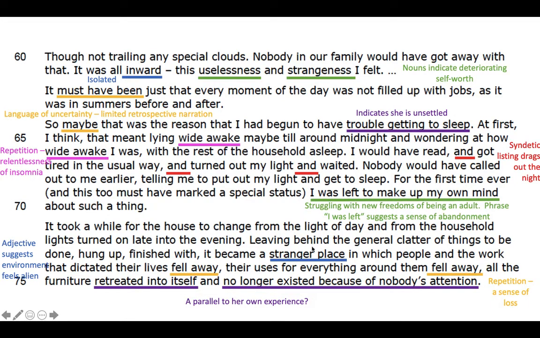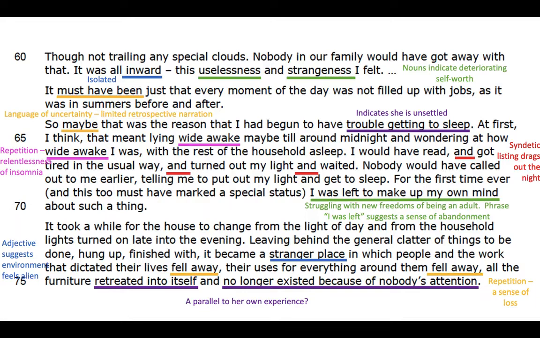And she says, "it became a stranger place in which people and the work that dictated their lives fell away. Their uses for everything around them fell away. All the furniture retreated into itself, and no longer existed because of nobody's attention." So the repetition of "fell away" reiterates this sense of loss. She's losing the life that she knew. She's losing meaning, purpose. And then when she's talking about the furniture retreating into itself, it feels like it no longer exists because nobody's awake to see it, and therefore it's no longer there.